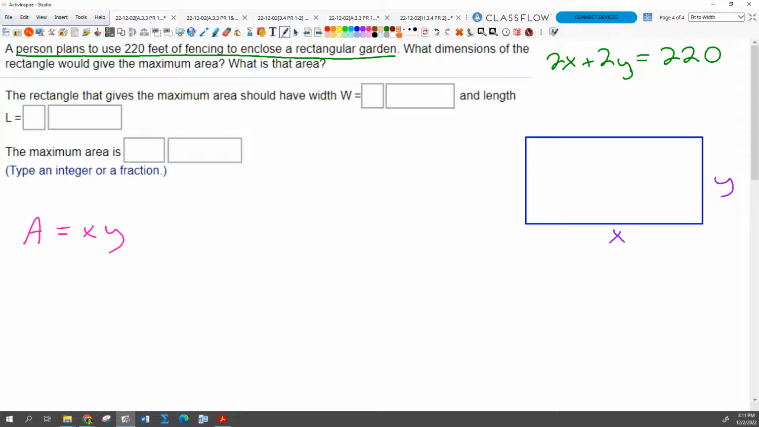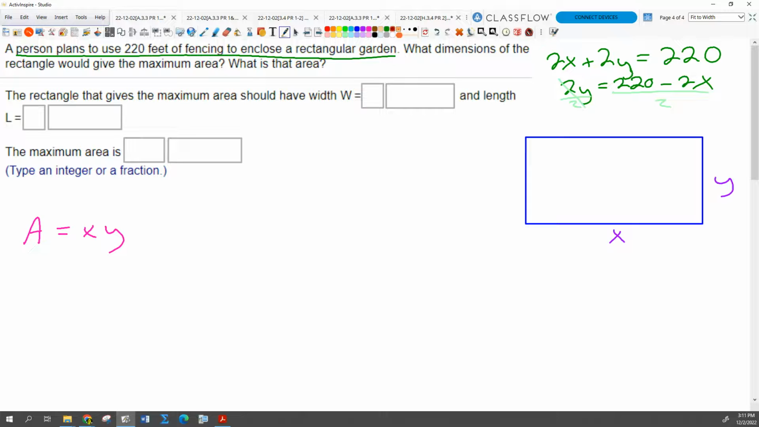So what do we do? How are we going to solve this thing? How do we solve a system? Okay, we could solve for a variable in this equation and substitute, right? So why don't we solve for y? So we get 2y equals 220 minus 2x. Next step? Divide by 2.